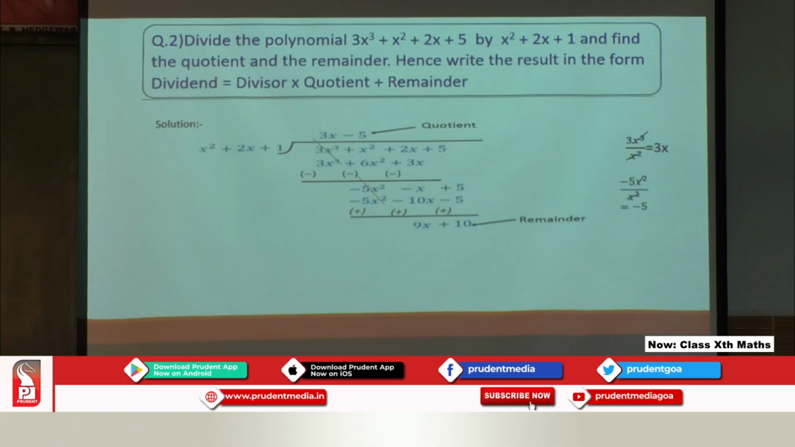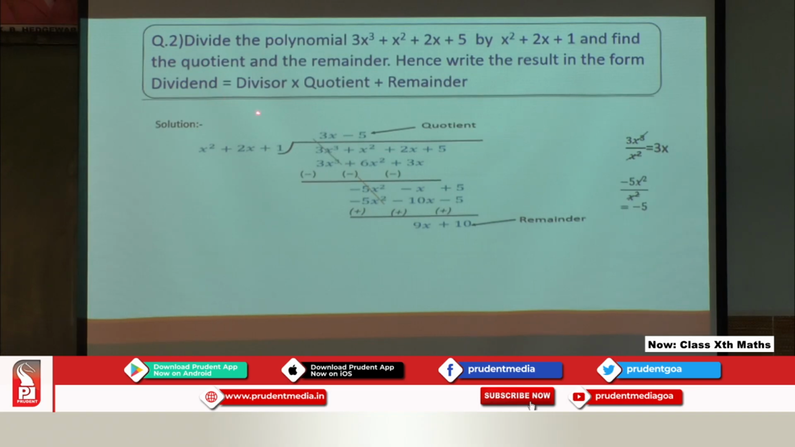Now let us see again a similar type of question. Divide the polynomial 3x cube plus x square plus 2x plus 5 by x square plus 2x plus 1 and find the quotient and the remainder. Hence write the result in the form dividend is equal to divisor into quotient plus remainder.